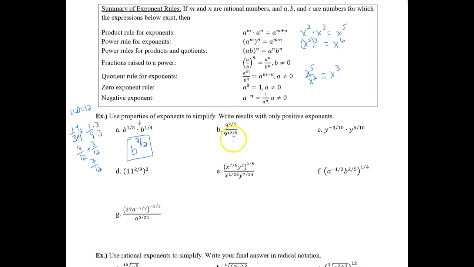With the quotient rule, we are subtracting the exponents. So we have to subtract. In general, I like to not have a negative, right? So if I did 2/5 minus 12/5, I'm going to end up with a negative 10/5. But I don't really want a negative exponent. I want positive exponents.